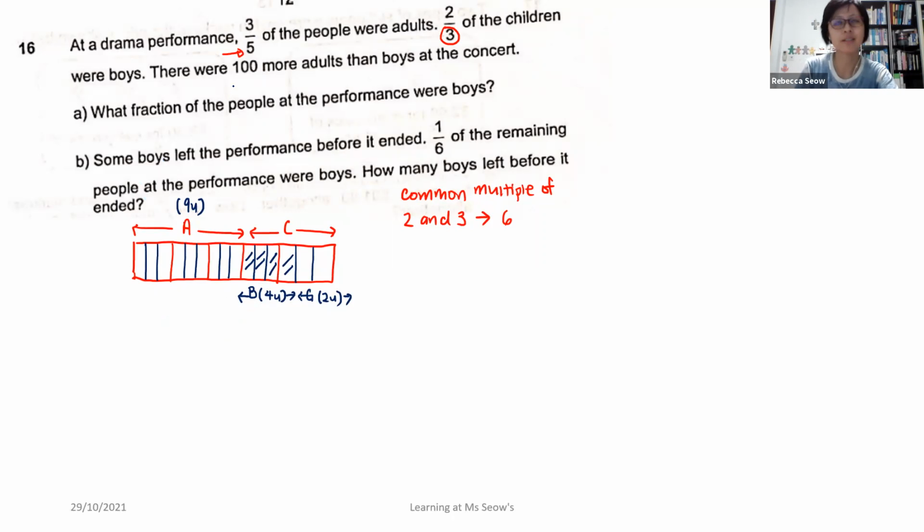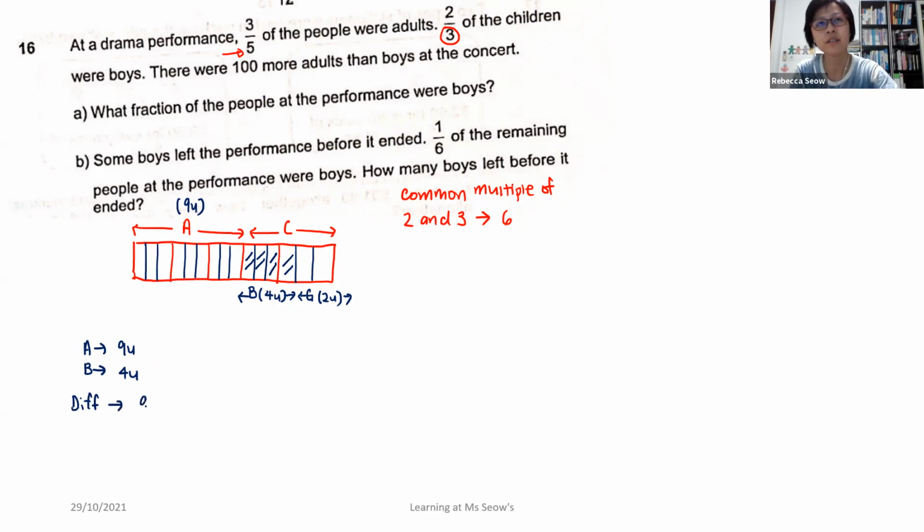Let's bring in the next sentence. There were 100 more adults than boys at the concert. Okay, let's make a comparison. Adults, there are 9 units. Boys, there are 4 units. If there are 100 more adults than boys at the concert, that means we need to take the difference between adults and boys, and that would be 100.